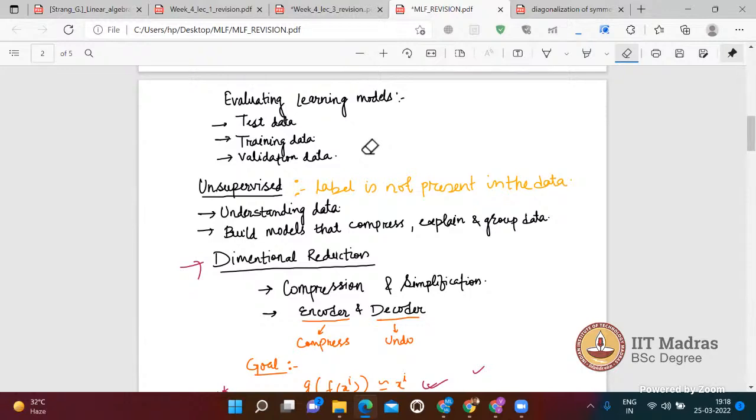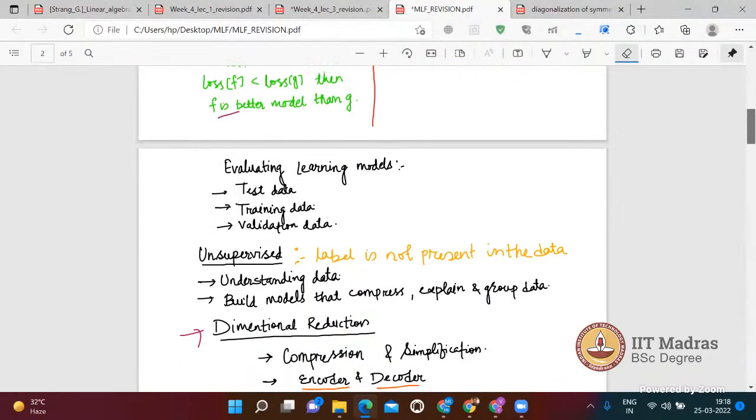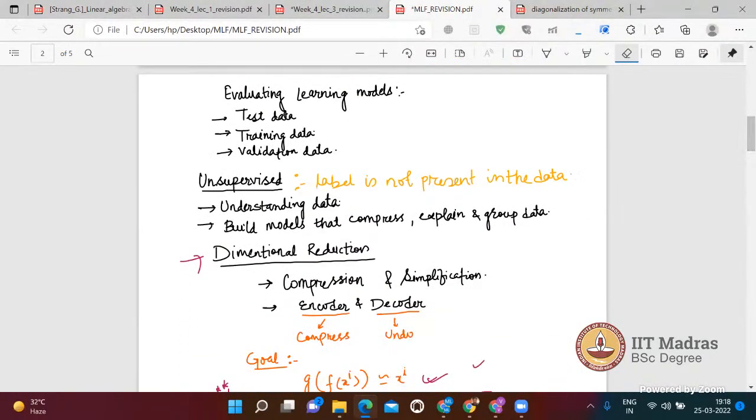Okay. Sir, I have a little doubt about the label not being present in the data in unsupervised learning. Can you give an example of that?